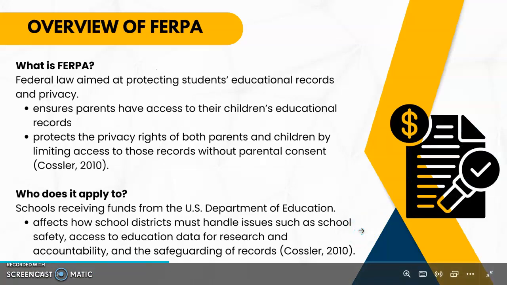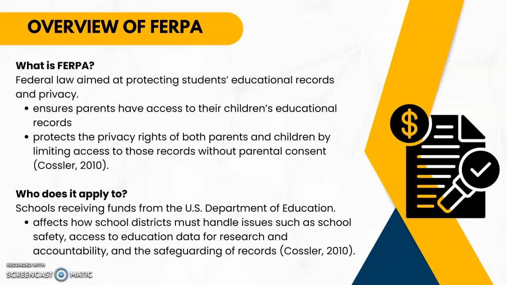So when we look back at FERPA, what is FERPA? It is a federal law that's aimed at protecting students' educational records and their privacies. It ensures that parents have access to those records as well as students once they reach a specific age. It basically protects the rights of them by limiting access to those records of anyone that does not have any interest in the data or information that is pertained in those records.